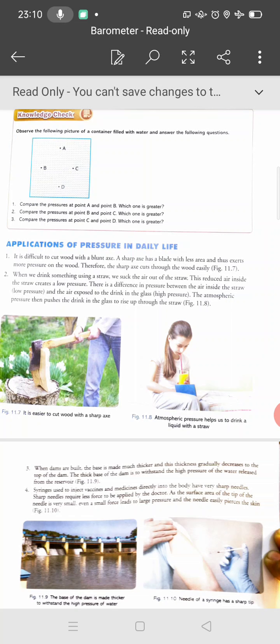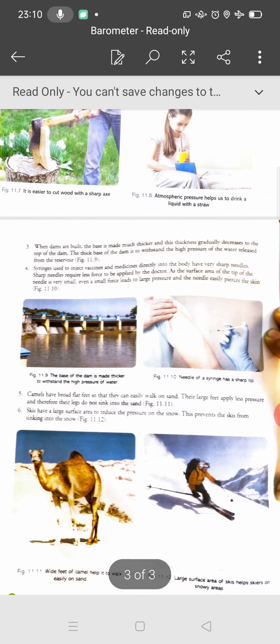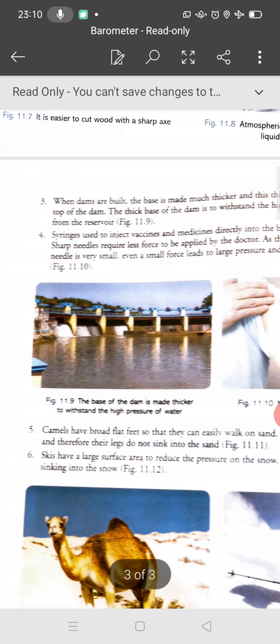Okay, now you can see there is a dam also. You can see there is a dam, and the base of the dam is made thicker to withstand the high pressure of the water. Why? Because they increase the surface area, so the pressure will decrease. If they made the base of the dam weak or thin, what will happen? The surface area will be less, so the pressure will be high.